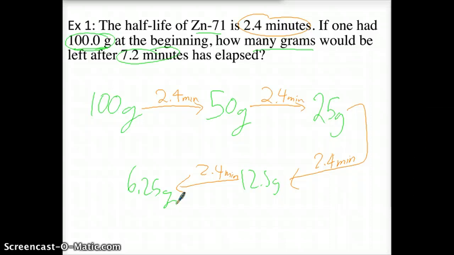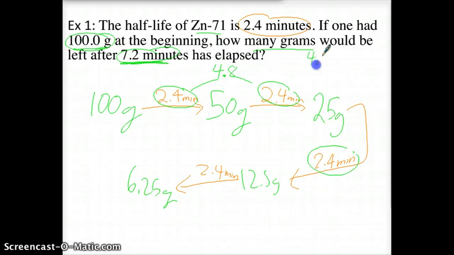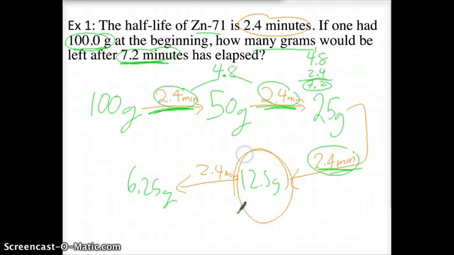It's asking how many grams would be left after 7.2 minutes. Well, let's think about it. So this process took 2.4. This took 2.4, so that's a total of 4.8. Then another 2.4, well 4.8 plus 2.4, that's going to be 7.2. Ah, there we go, after 7.2 minutes. So after this time has happened, after this time has happened, and this time has happened, how much is left? 12.5 grams.